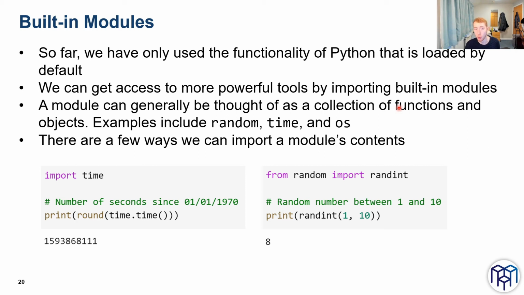And so what is a module? Well, it's basically a collection of code, of functions and of objects. And they're typically grouped together for a certain purpose or a certain aim. So Python has built-in modules called random, which is for random number generation, time for timing things, and os for dealing with the operating system. So stuff like creating folders, checking if a file exists. You can do that with os.